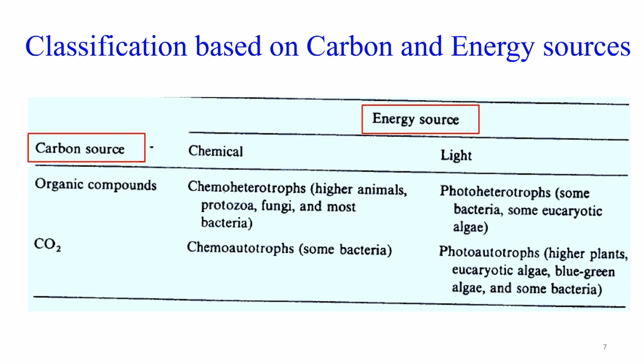Now, we can combine these two. If the energy source is chemical and the carbon source is an organic compound, this is called chemoheterotroph. If the carbon source is carbon dioxide, that is called chemoautotroph. If the energy source is light and the carbon source is carbon dioxide, then this is called photoautotroph. And if the energy source is light and the carbon source is an organic compound, then it is called photoheterotroph. In this way we classify based on the requirement of carbon source and energy source.